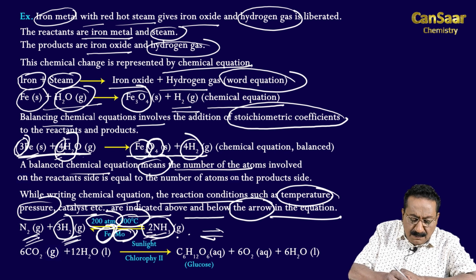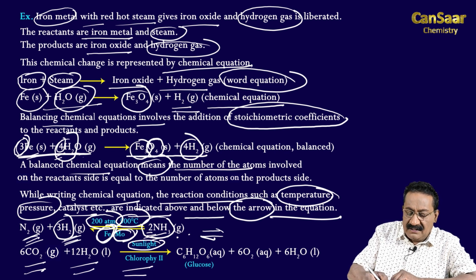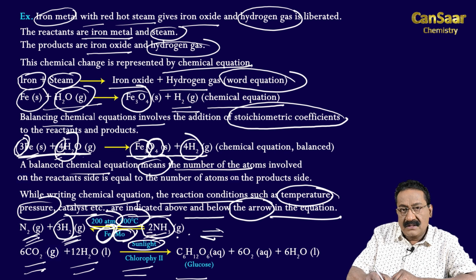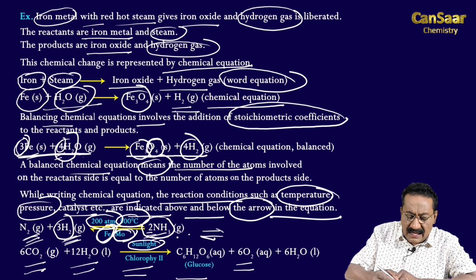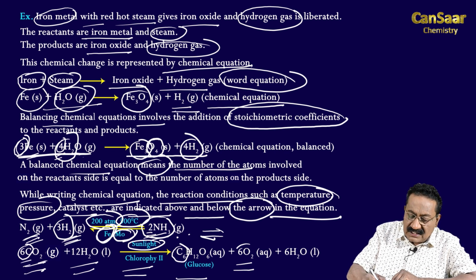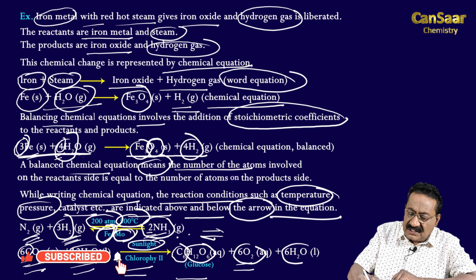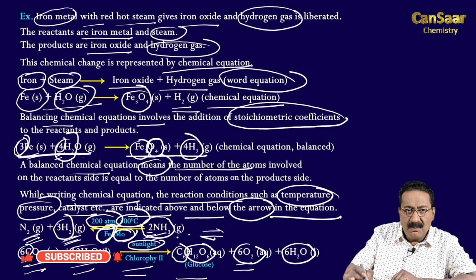Then carbon dioxide gas with H2O in presence of sunlight and chlorophyll produces glucose and oxygen gas is liberated. So here we have 6C, 6O2, this 12H2O, here we have 6H2O and here we have 6H2O, equation is balanced.